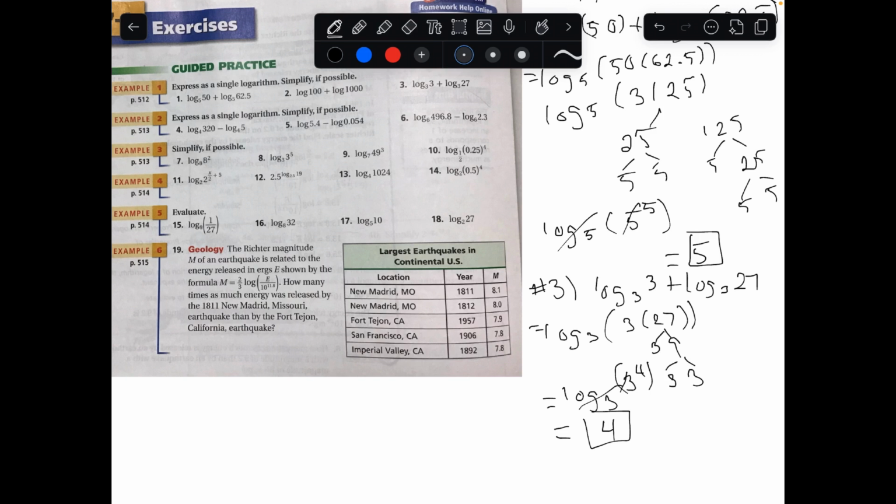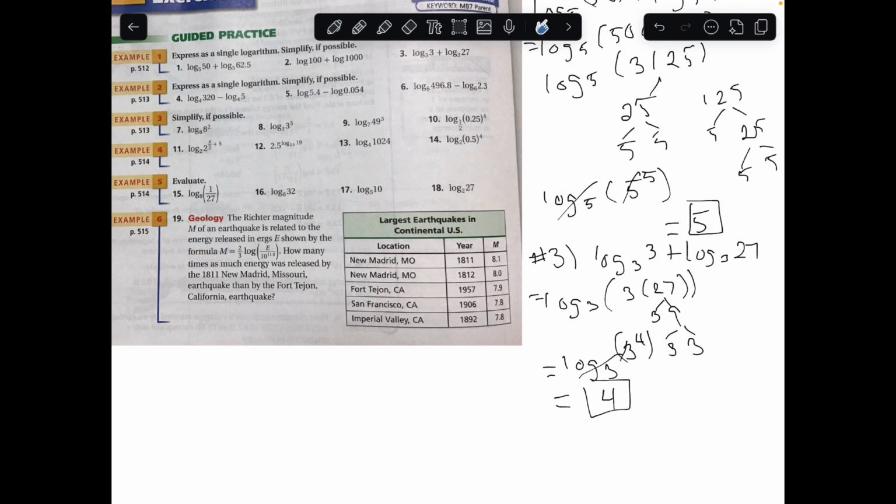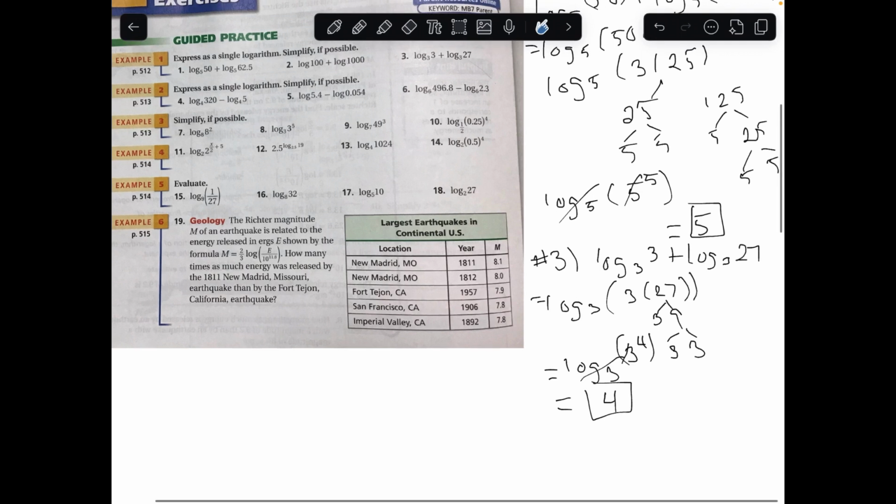So that leaves you with number 2. Let me go to example 2. Express as a single logarithmic. Simplify if possible. So just like before, I was adding, this time I am subtracting. I'll slide this down just a hair. Okay. Let's do number 5. It has the decimal.